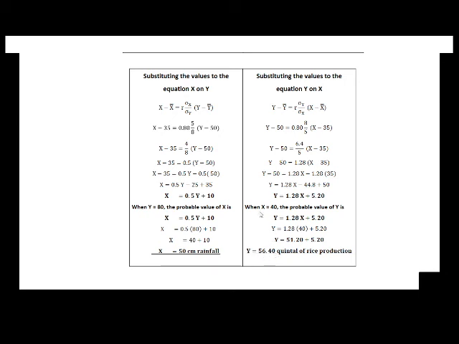That means whenever the rainfall is 40 centimeter, the production of rice is y is equal to 56.40 quintal of rice production.